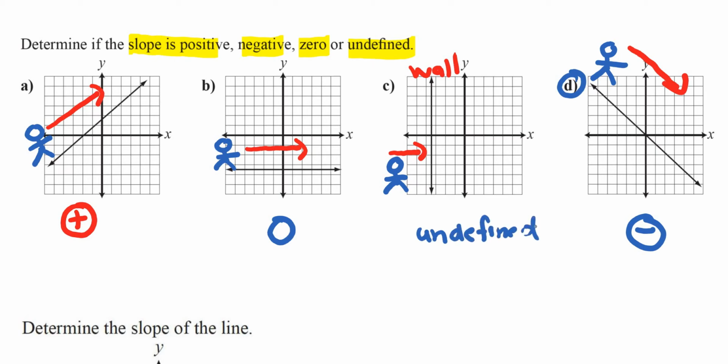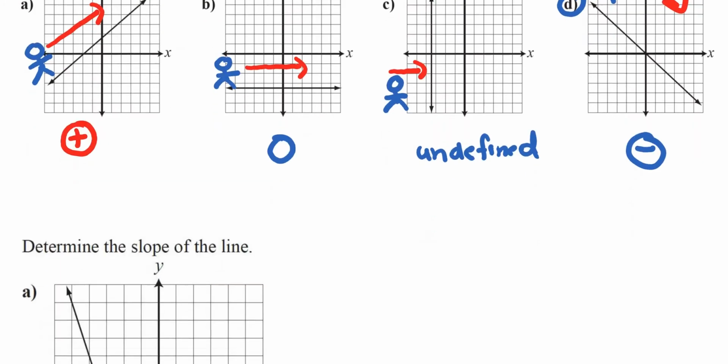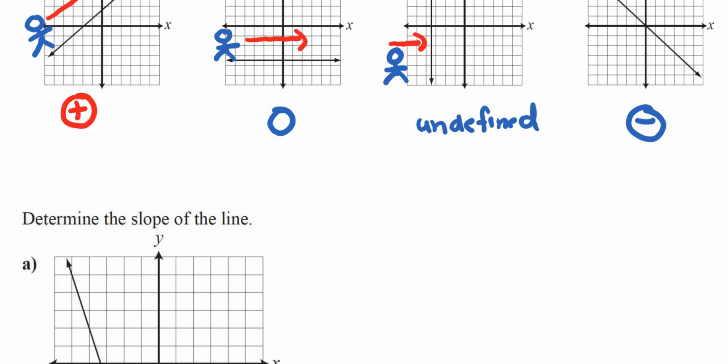All right, so that's one way where you can determine whether slope is positive, negative, 0, or undefined by simply drawing a person on the far left and figuring out what direction that person is going. All right, now let's get into some numerical questions. Question number 4.